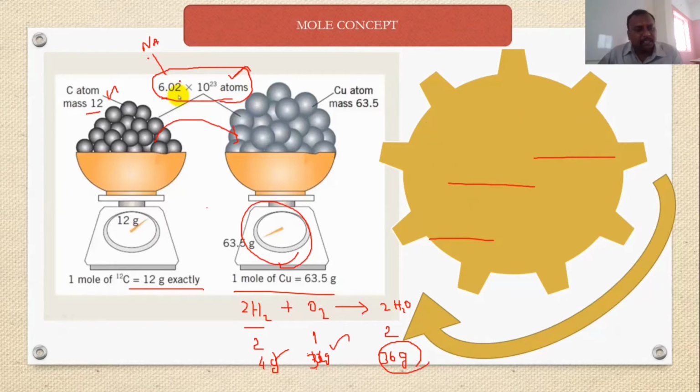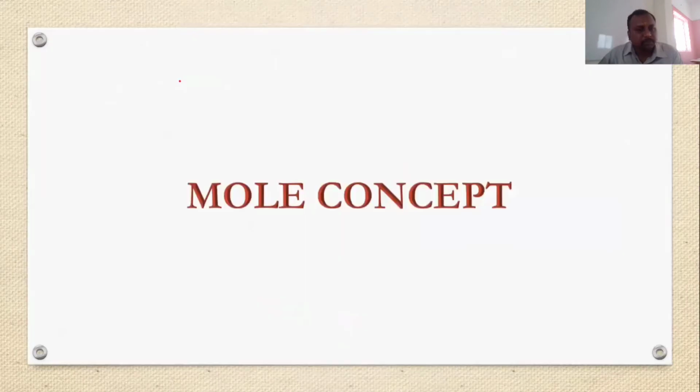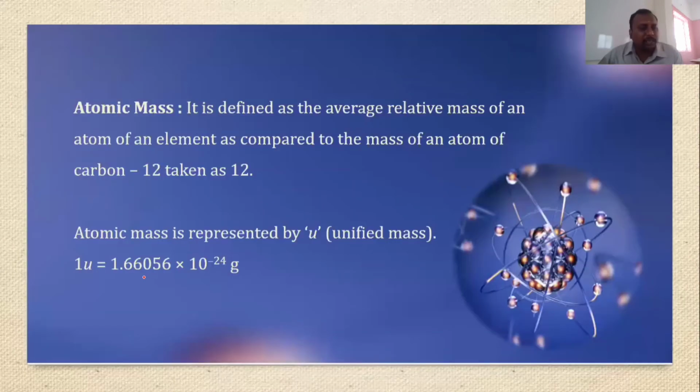Okay, I said initially, atomic mass of carbon is represented by 1.66056 into 10 to the power minus 24 gram. It will become, actually, 1 gram of hydrogen, because hydrogen is the lightest. So 1 gram of hydrogen should be equal to 1 mole of hydrogen. So 1 mole of hydrogen contains 6.023 into 10 to the power 23 atoms of hydrogen.